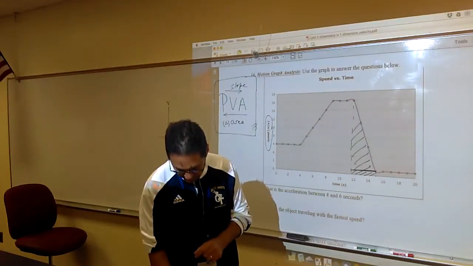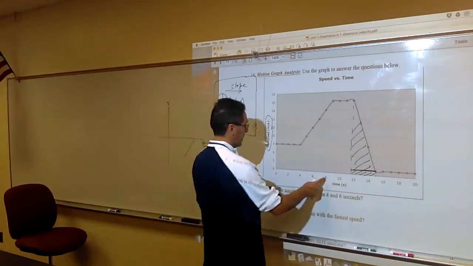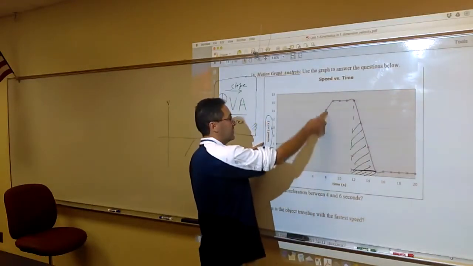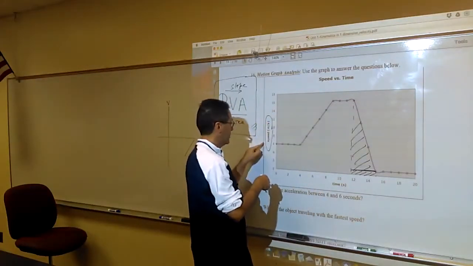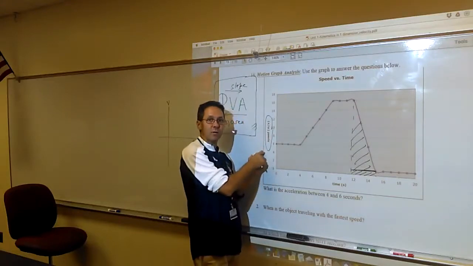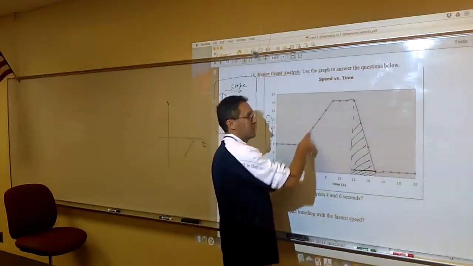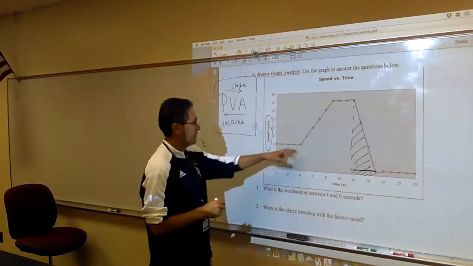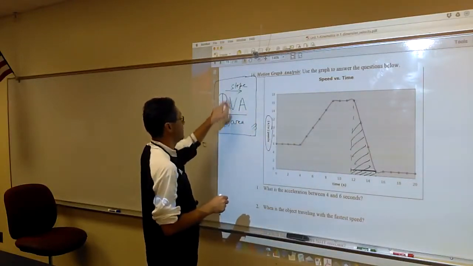What is the object's velocity at 8 seconds? Again, since this is a velocity-time graph, you just read the graph. It should be 14. If this were a position-time graph, you would have to find the slope of this segment, because if you want to find the velocity from a position-time graph, you do the slope.